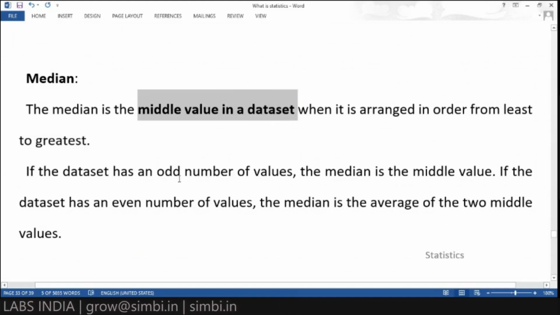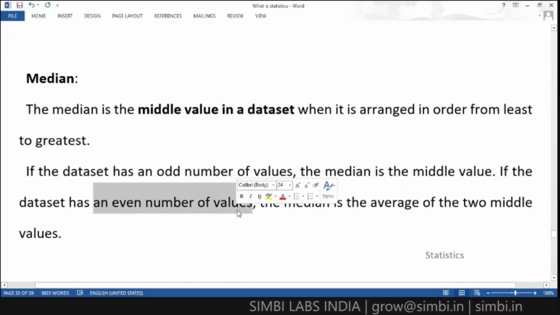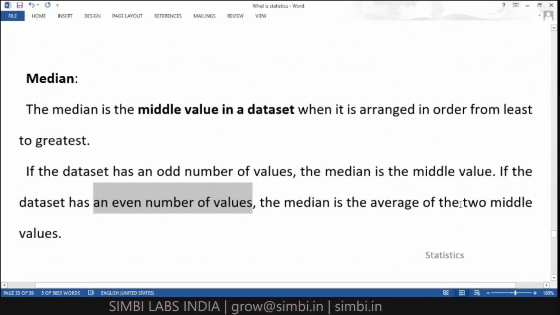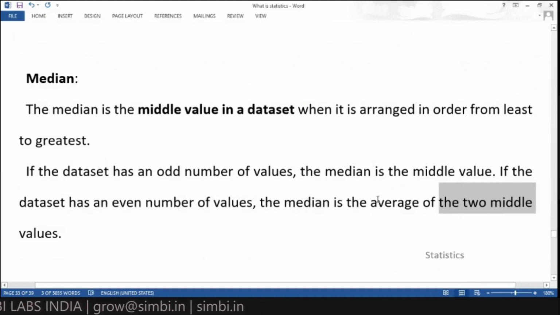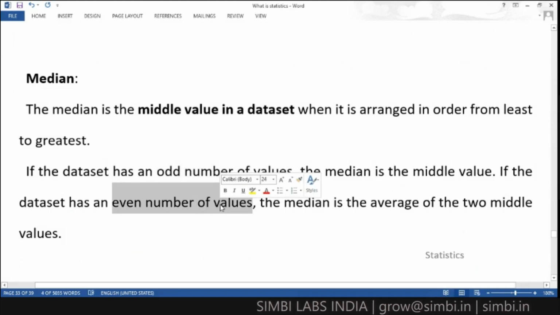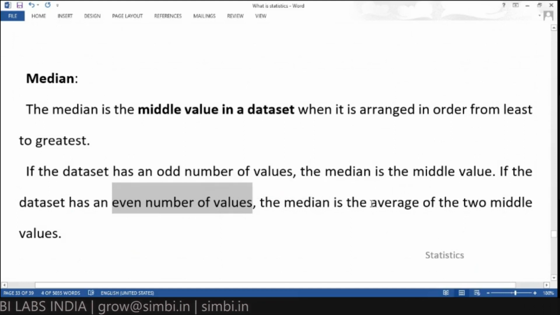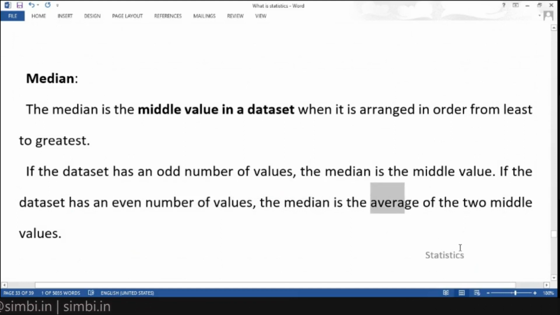In this data set, if the data set has an odd number of values, the median is the middle value only. If the data set has an even number of values, the median is the average of the two middle values. I will tell you with an example. With an odd number of values, we can easily select one middle value. If the data set has an even number of values, we take the two middle numbers and calculate their average.